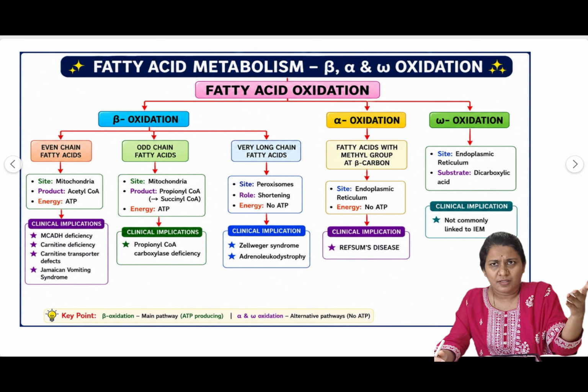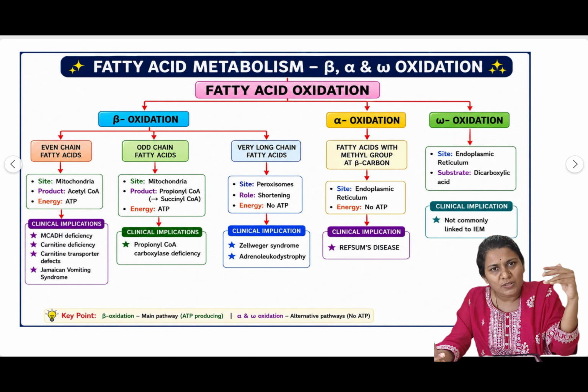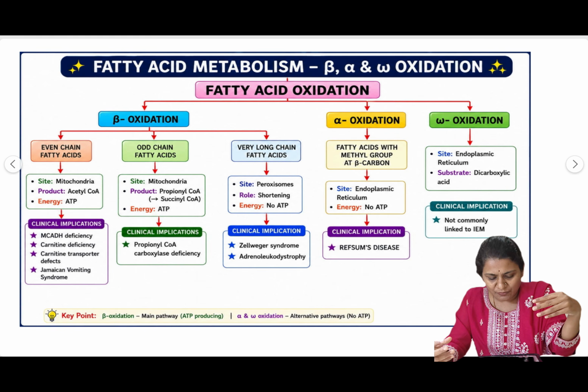For example, if there is a defect in amino acid metabolism, so many toxic products are formed, which could be harmful to the brain. They are toxic to the brain. So that's why you have to learn these things in a bit more detail.